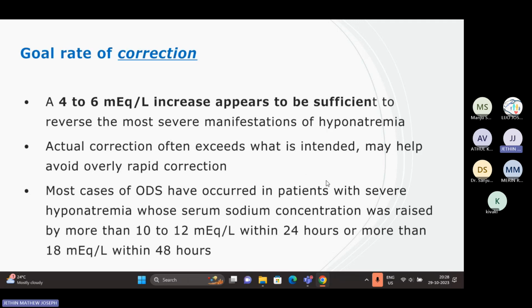And most cases of ODS have occurred in patients with severe hyponatremia, whose serum sodium concentration was raised by more than 10 to 12 within 24 hours, or more than 18. So guidelines have kept changing on this. Earlier, the goal rate was around 10 or 12, I think. Then it was 8. So right now it is 4 to 6.